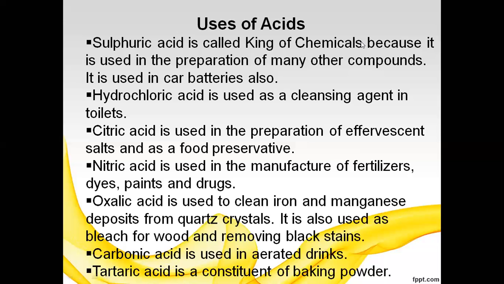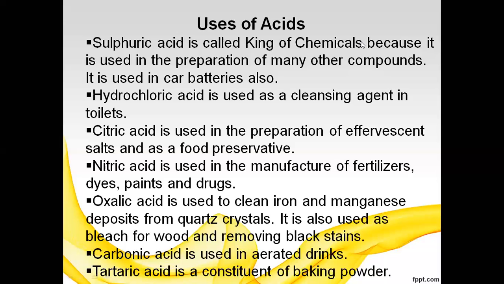What are the uses of acids? Acid is used in car batteries. Which acid is used in car batteries? Sulfuric acid. Next one is HCl. This is the cleansing agent in toilets. So to clean the toilet, which acid do we use? Hydrochloric acid is used.